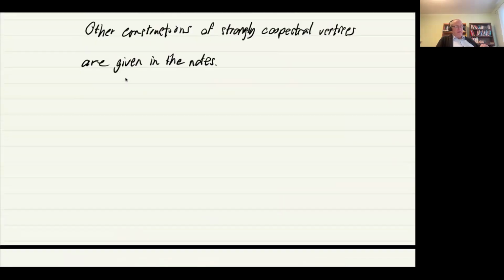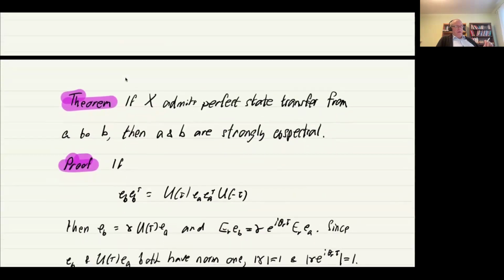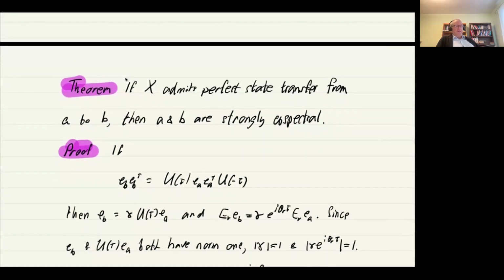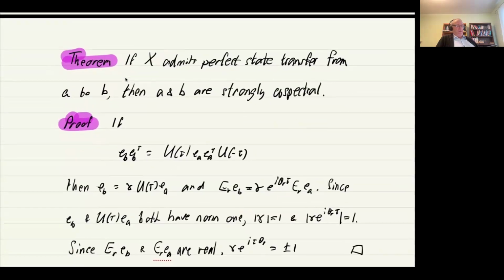So that's all I'm saying. There are other constructions given in the notes. Now, the reason that strong cospectrality is relevant is, well, I said that if there's PSD from vertex A to vertex B, then A and B are cospectral, but I wasn't too worried about the proof of that because a stronger condition is true. They're strongly cospectral. So let's suppose we have PSD from A to B.